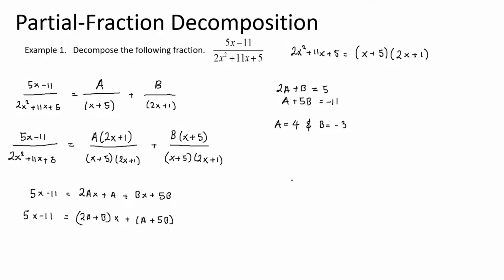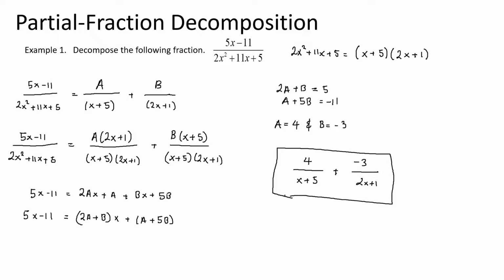And there we have it. Our partial fraction will be 4 over (x plus 5) because A was 4. Your B was negative 3, so plus negative 3 over (2x plus 1). And here is our partial fraction decomposition of (5x minus 11) over (2x squared plus 11x plus 5). Again, you can always double check by adding them together. It should get you what we started with.